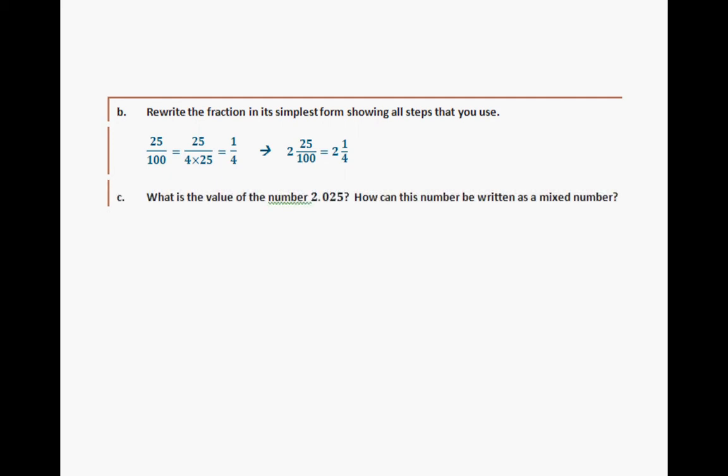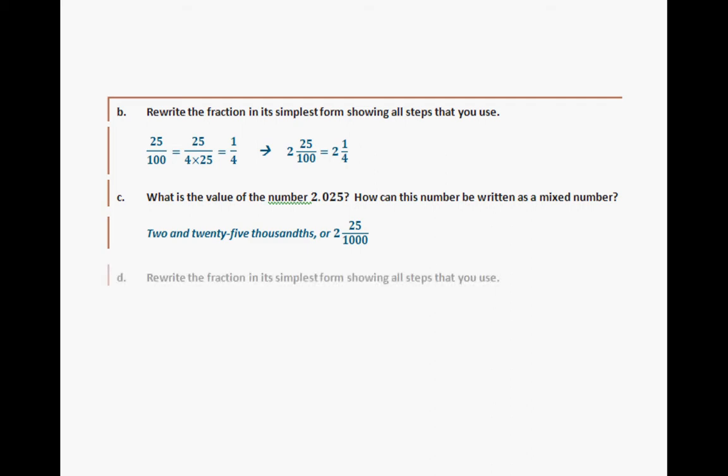So what is the value of the number 2 and 25 thousandths? How can this number be written as a mixed number? Well, again, to spell it out, it would be 2 and 25 thousandths, or 2 and 25 over 1,000. And rewrite this fraction in its simplest form, showing all the steps that you used. Again, try to do this on your own before continuing the video and revealing the answer.